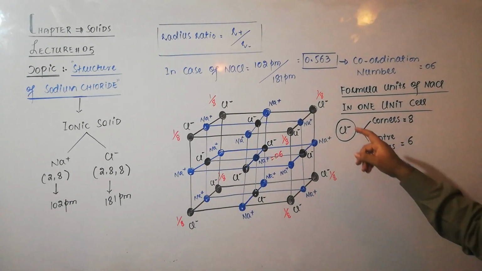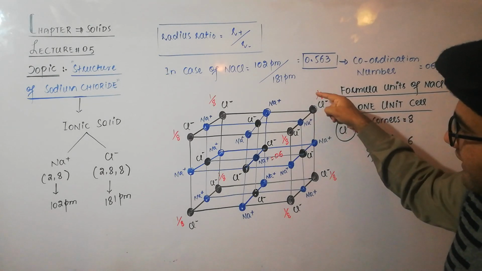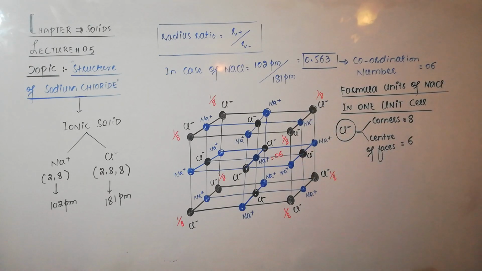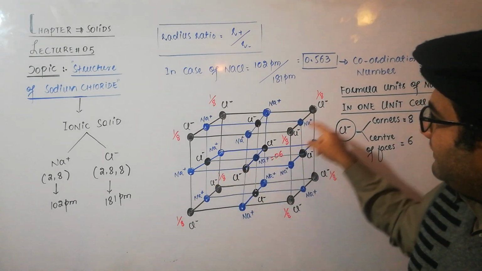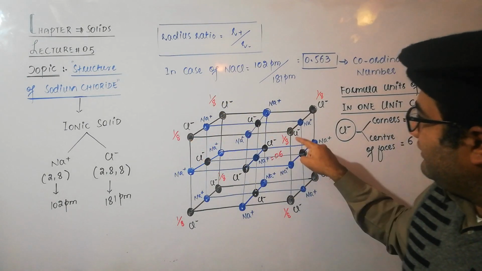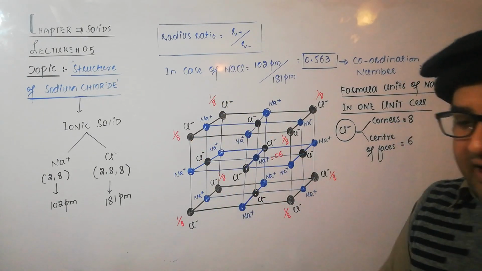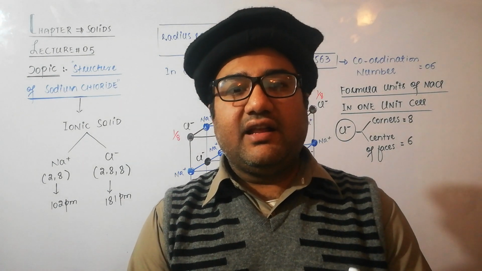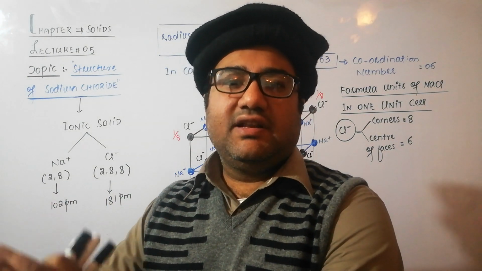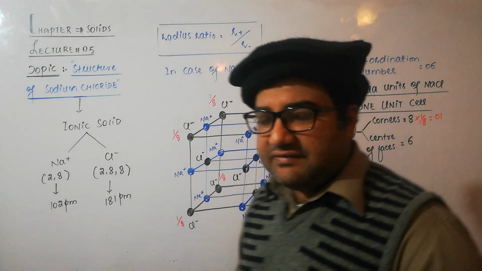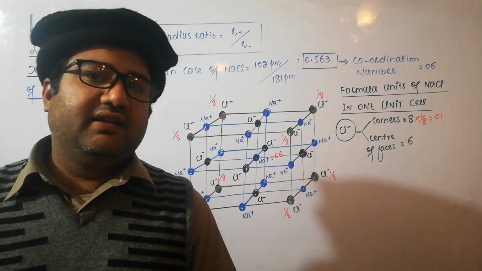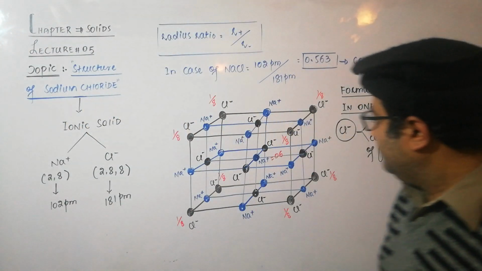Now, it means that one chloride ion is 1 by 8 in one unit cell and there are a total of 8 corners. So there are two ways. Either you add 1 by 8, 8 times: 1, 2, 3, 4, 5, 6, 7 and 8. Or you simply multiply this 8 with 1 by 8. So the answer will be 1. It means one unit cell gets one chloride ion in a crystal lattice.